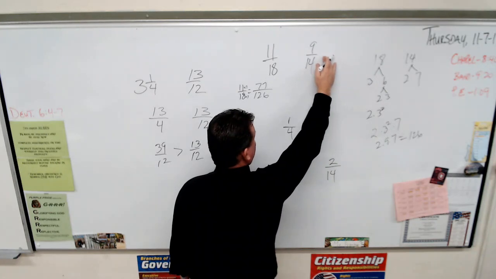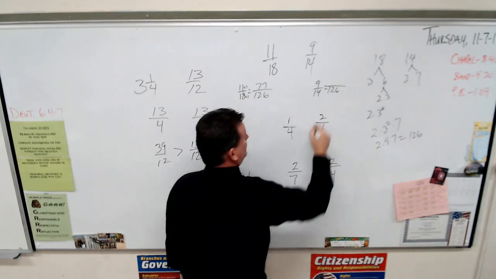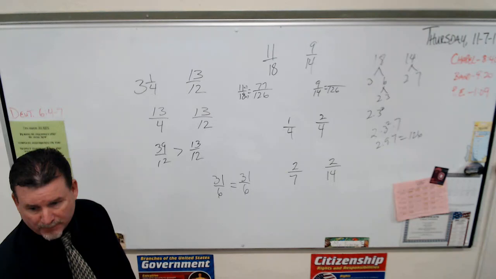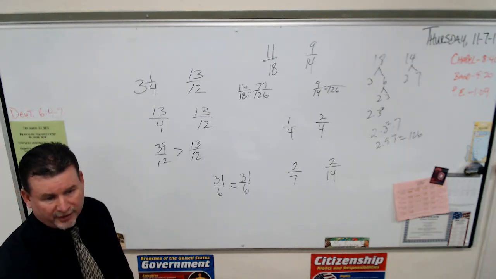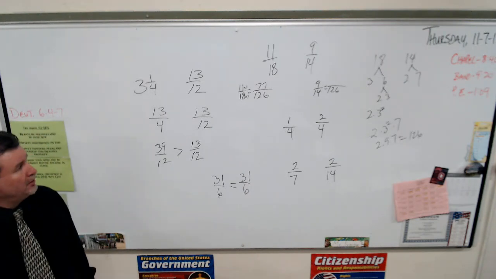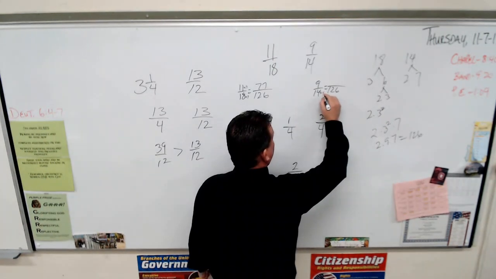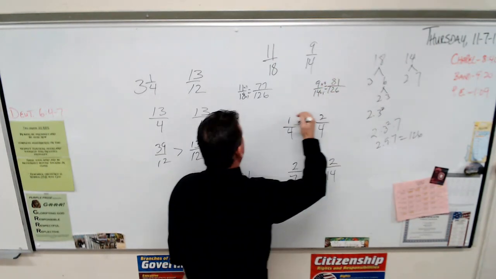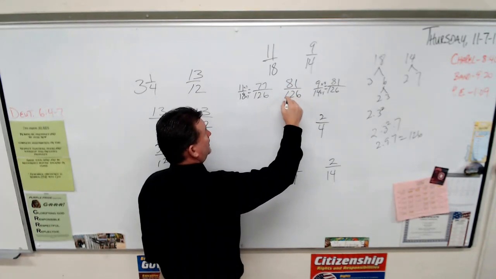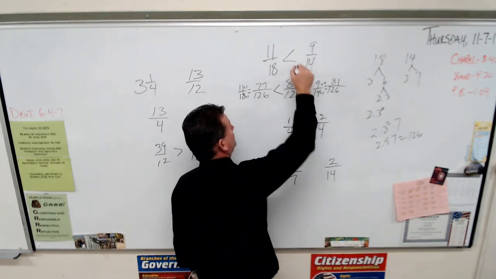I have to change 14ths into 126ths. What's 126 divided by 14? 14 times what gets me to 126? Too many people have closed up shop and we're not done yet. 9. So what's 9 times 9? 81. So now I'm comparing 77 over 126 to 81 over 126. So 11/18 is less than 9/14.